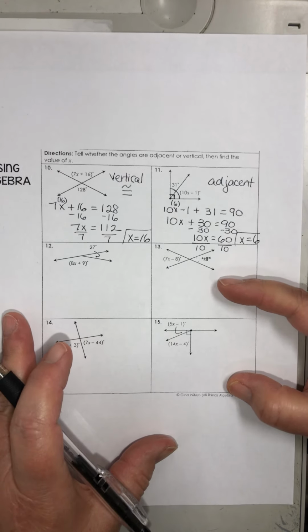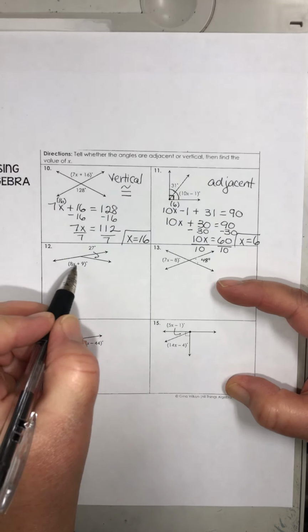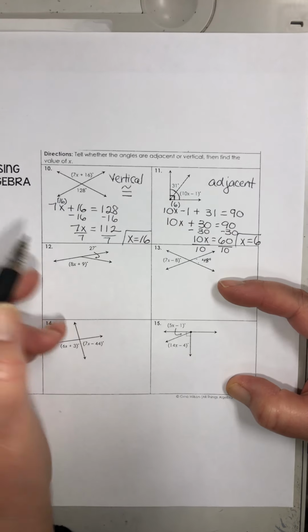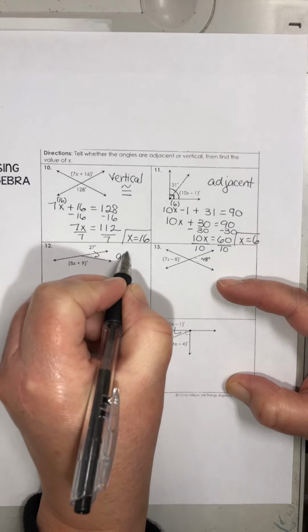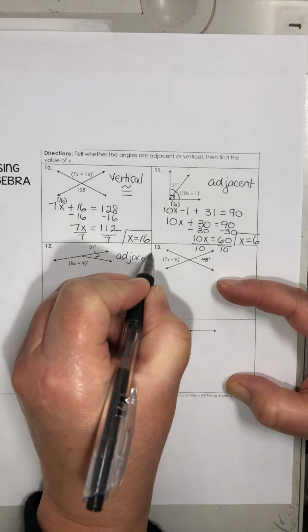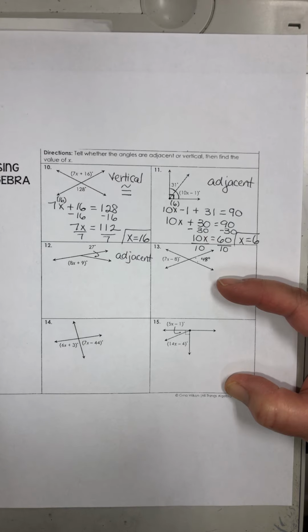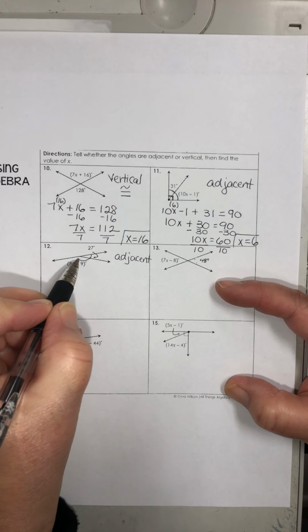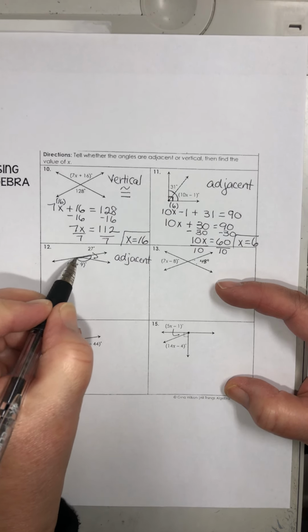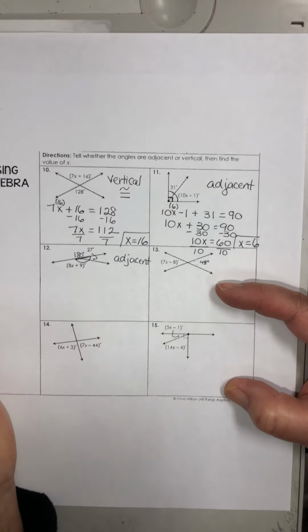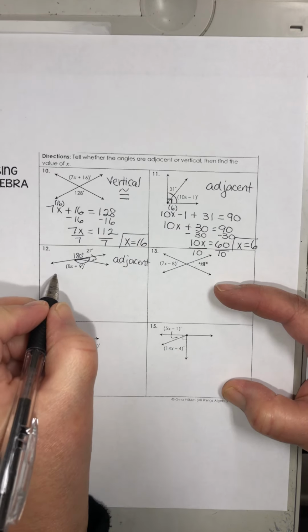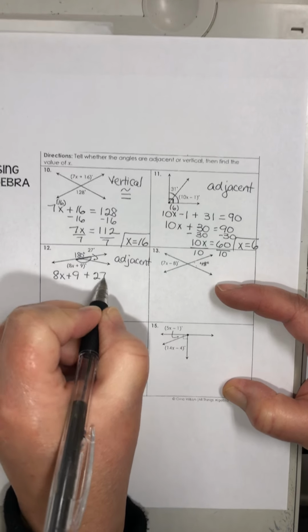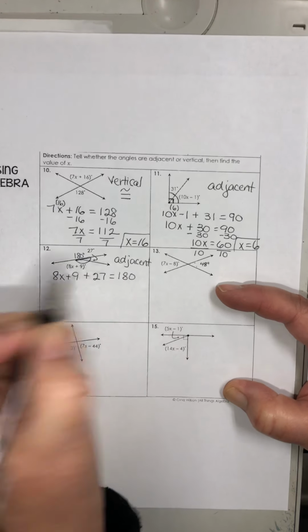Okay, number 12, looking at our picture. We have this large angle here and this small angle here, and it looks like they're sitting side by side. They're sharing this side here, so these are adjacent angles. And again, that doesn't tell us anything about their measurement, but when I put the two angles together, if I add this 27 to this big angle over here, it creates this straight line right here, which is 180 degrees. So we know that if we take the 8x plus 9, that big angle, and add it to the 27, the small angle, together they equal 180.